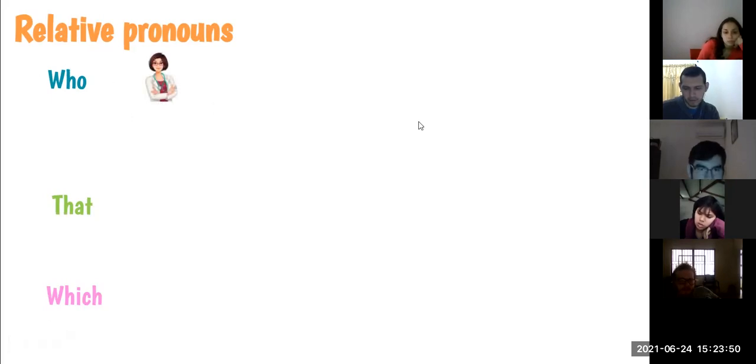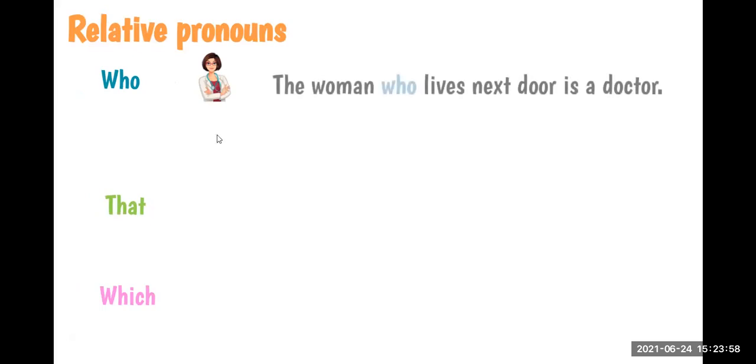So, you know, we use who when we are referring back to people or one person. For example, the woman who lives next door is a doctor.